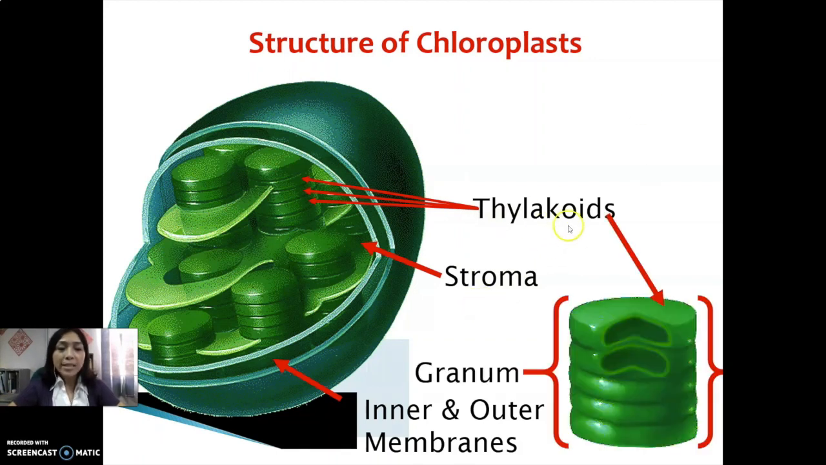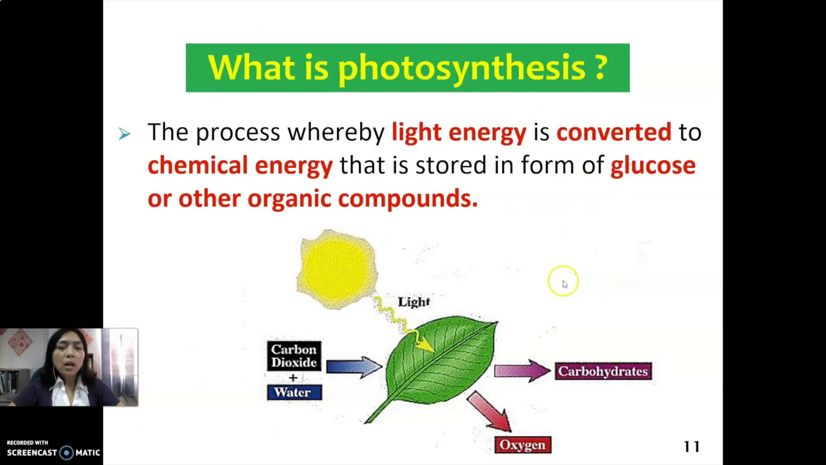When the thylakoids stack up, they become a granum. So one is called a thylakoid, and when they stack up, they become a granum. When we have many granum, in the plural, you call them grana, G-R-A-N-A. So what is the process of photosynthesis?